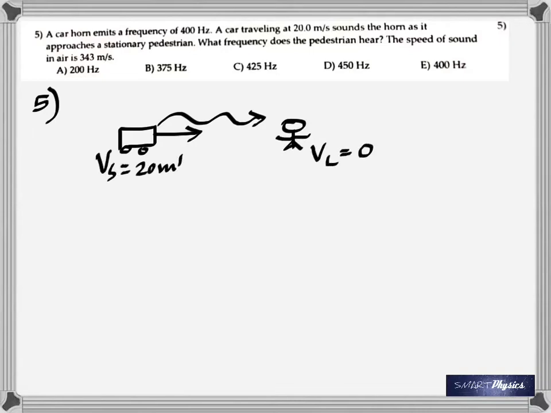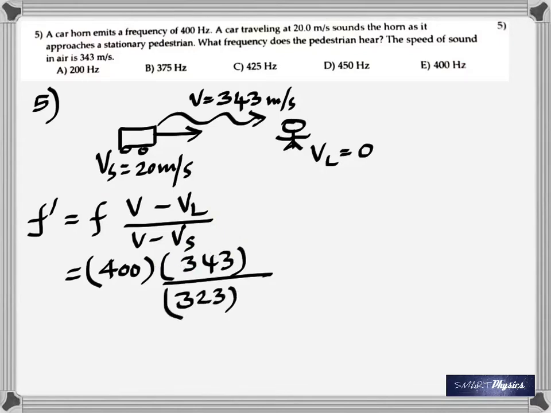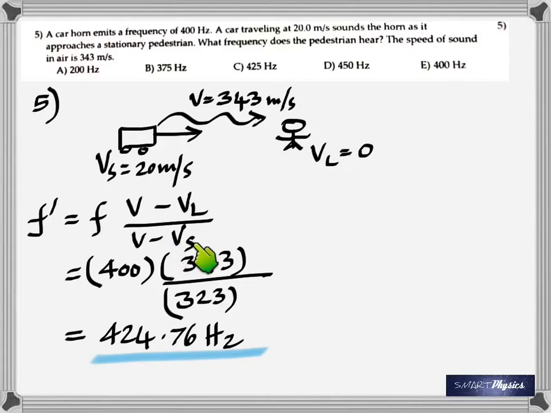So, we know that in the denominator, it has to be a minus because we know that the frequency would appear to increase. Now, that's the whole formula, but you know that the listener is at rest, so that term becomes 0, and here you have a minus. That is 343 minus 20. That's why you have 323, although I have not written it. So this is 343 minus 20, and you get 424.76 hertz.